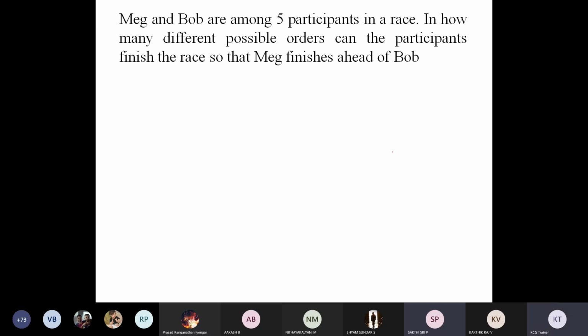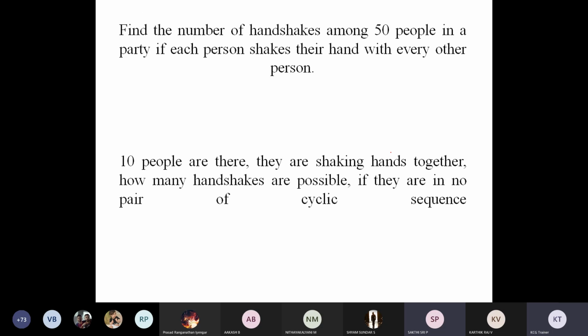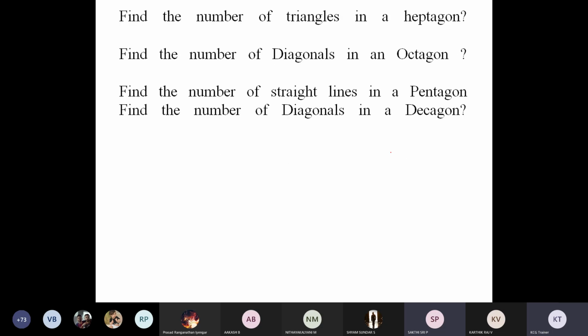Okay. Complete these questions. I have not completed, but there are a few important applications. Every exam in India, every company will ask you applications of permutation and combination in geometrical figures. How many triangles, how many squares, how many straight lines, how many diagonals. 200% confirmed question. I'll explain this in tomorrow's session.